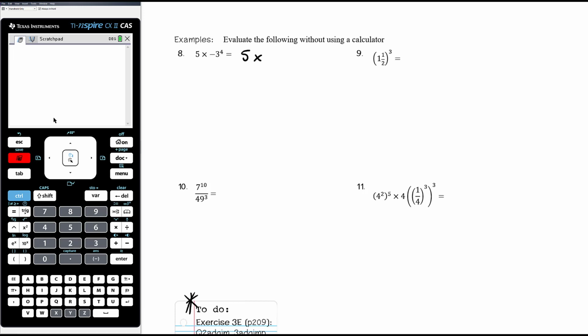So it's going to be 5 times, now 3 to the power of 4 is 81, so negative 3 to the power of 4 is negative 81. Alright, so my answer is going to be negative. 5 80s are 400 and 5 1s are 5, so negative 405.